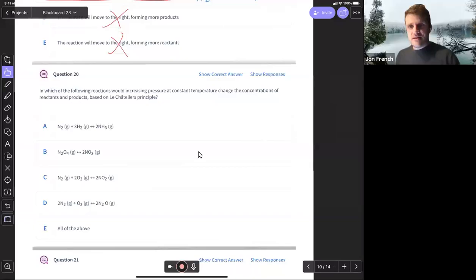Now? Yeah, I don't think there is a graph.